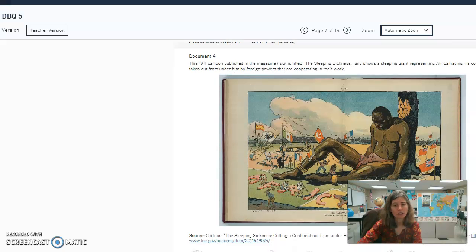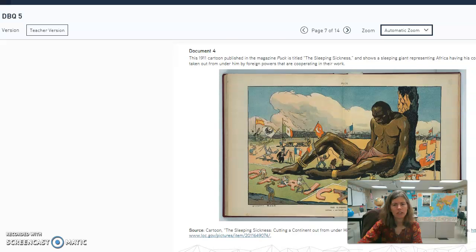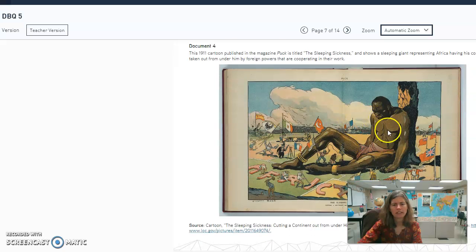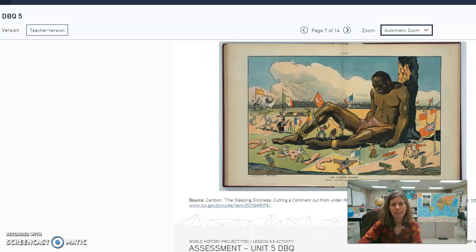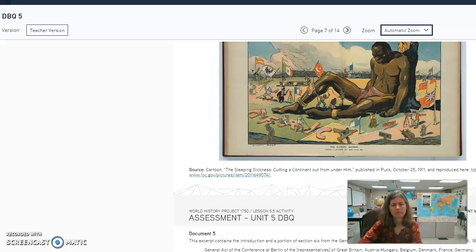If you're into visual arts, here's a cartoon to take a look at. In this cartoon, you can see the sleeping giant represents Africa. And his continent is taken out from under him by all these different flags of all these different countries that are mostly European, and how they're cooperating to take him down.